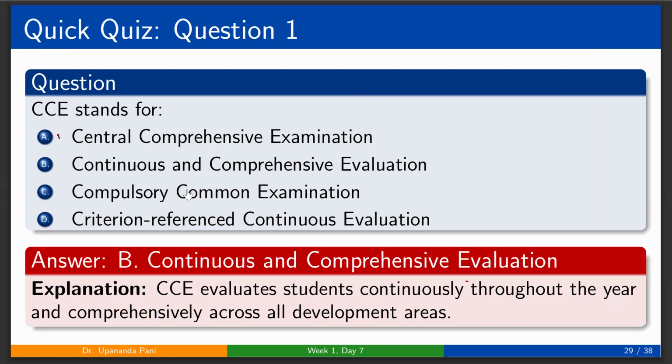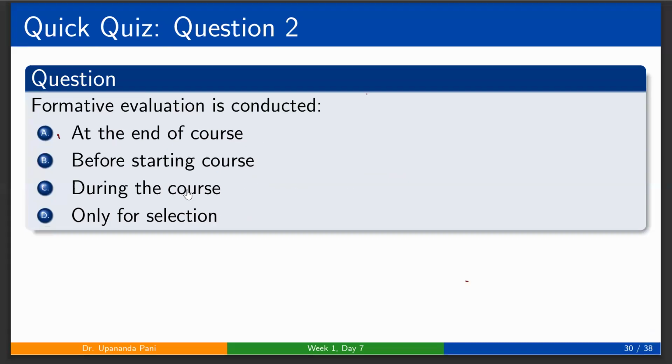So answer is B, continuous and comprehensive evaluation. It means CCE evaluates students continuously throughout the year and comprehensively across all development areas. Next question. Formative evaluation is conducted at the end of the course, before starting the course, during the course, or only for selection.